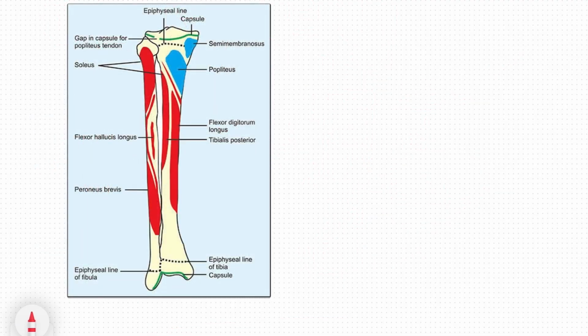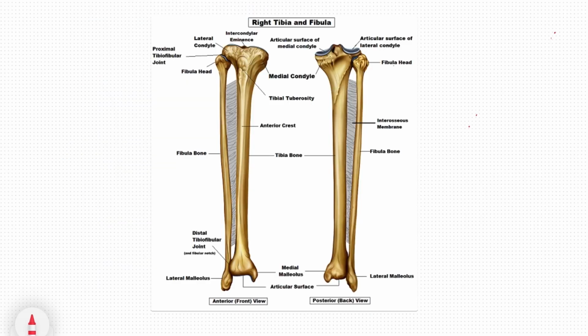Now, attachments on the posterior surface of the fibula. Suppose this is the posterior surface, which lies between the medial crest and the posterior border. The soleus muscle originates from the upper 1/4 portion, and the flexor hallucis longus from the lower 3/4. This is the nutrient artery of the fibula. The peroneal artery gives off the nutrient artery for the fibula.